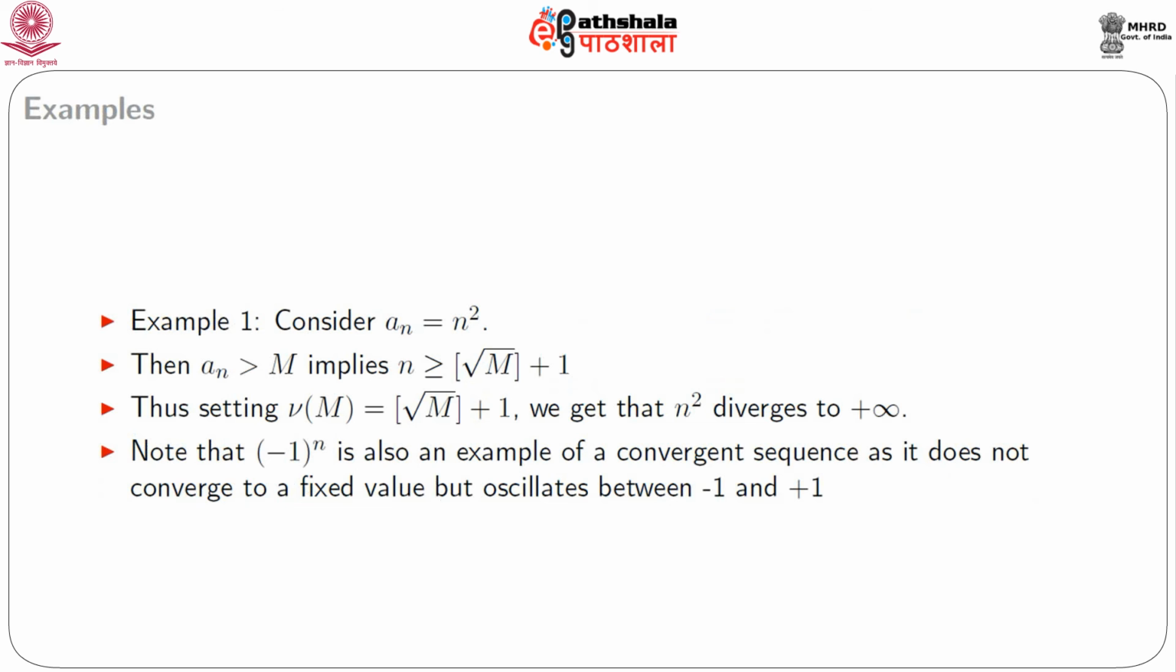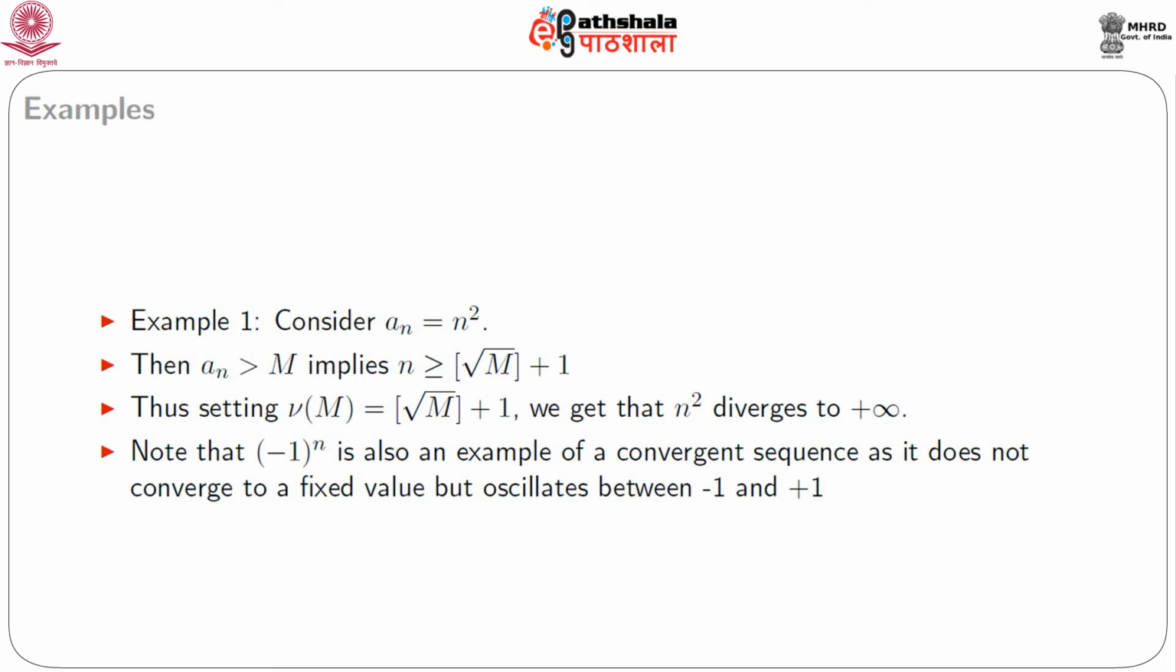So let us consider some examples. Consider our first example, where the sequence is a_n equal to n squared. Then a_n greater than M implies n greater than or equal to floor of square root of M, plus 1. Thus, setting ν(M) as floor of square root of M, plus 1, we get that n squared diverges to plus infinity.